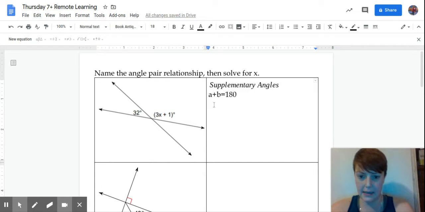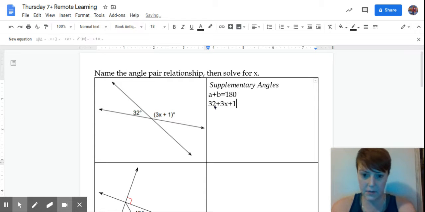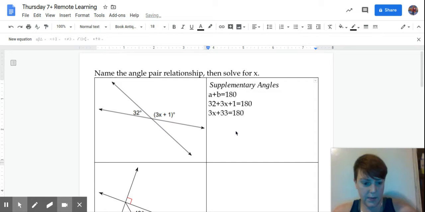So let's see. It says 32 is that first angle plus 3x plus 1. I don't need my equation editor, there's no squareds or anything I need to do, equals 180. All right, so combine our like terms. 32 and 1 are like terms, so we get 3x plus 33 equals 180.